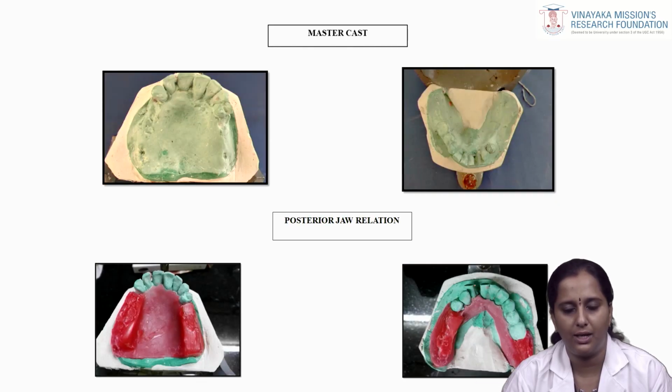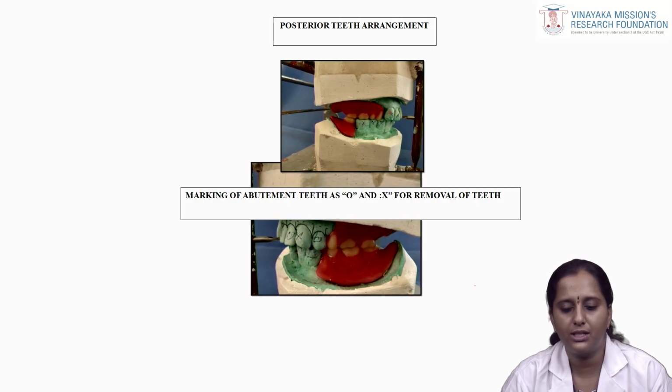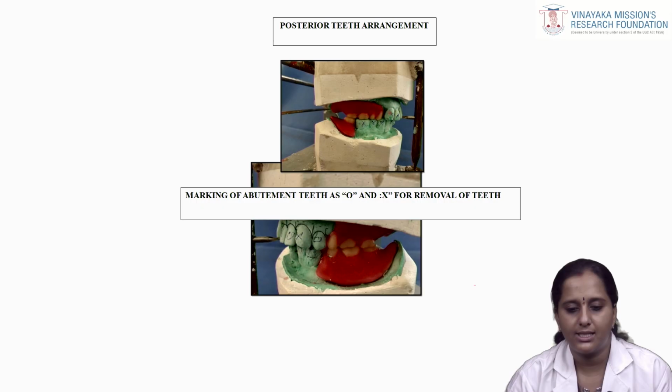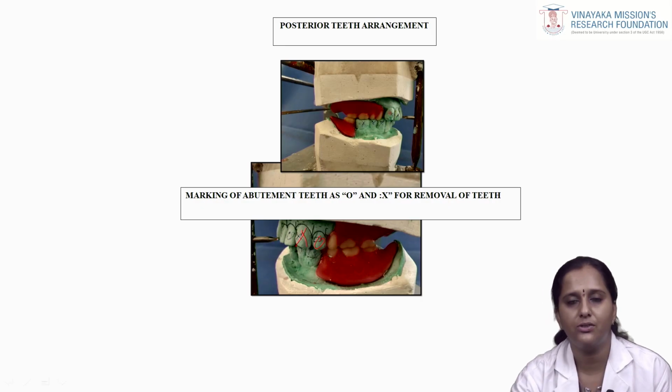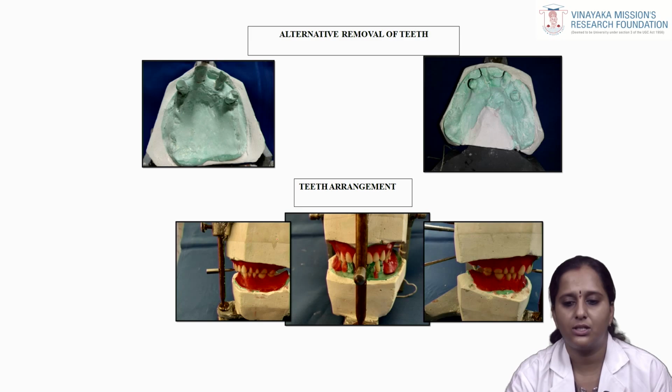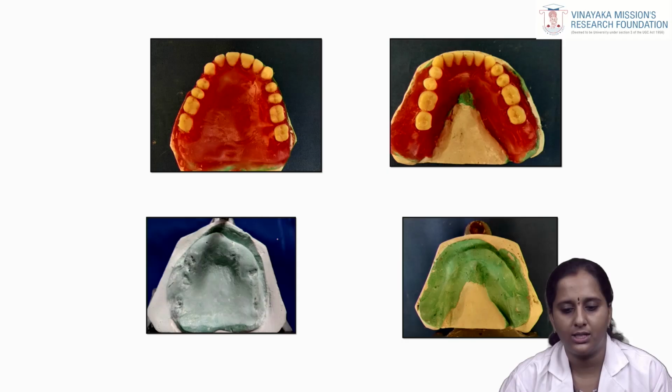The primary impression was made and the master cast was retrieved from it. Then we did the posterior jaw relation, where the denture base was fabricated and the occlusal rims were made over the denture bases. We then did a jaw relation with the patient, and a face bow transfer, which was transferred to the articulator. Posterior teeth arrangement was done. In this case, as I mentioned, we marked the teeth with X and O, as it is very easy to remember while trimming and replacing the teeth. So alternate removal of the teeth was done and the teeth arrangement was completed, with proper class 1 occlusion obtained.